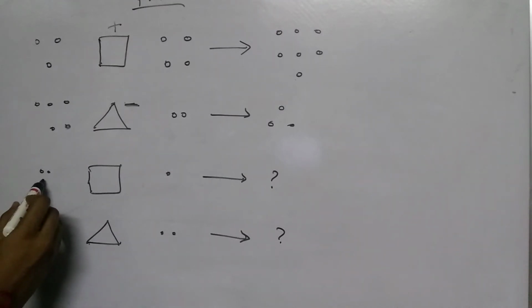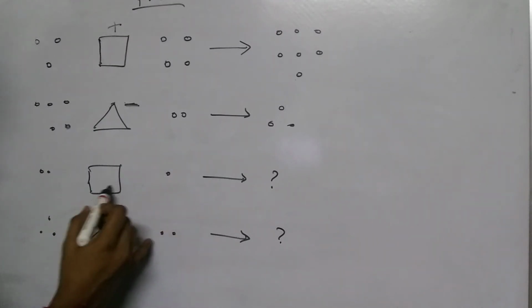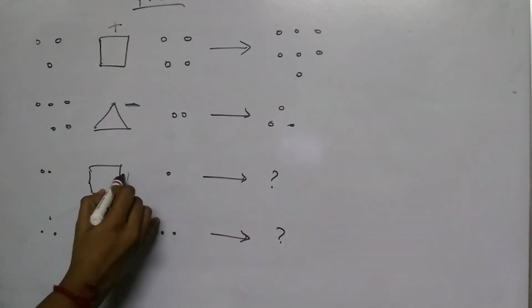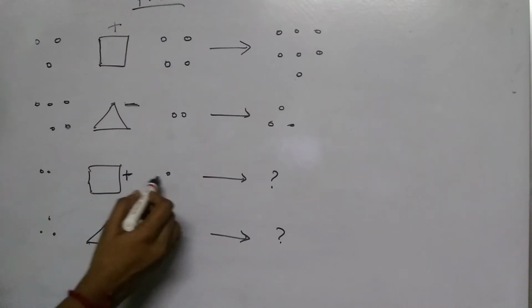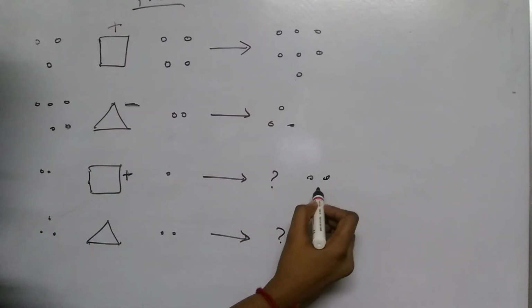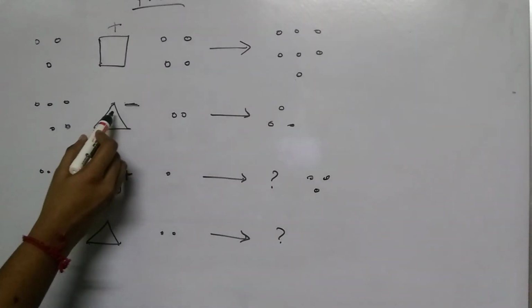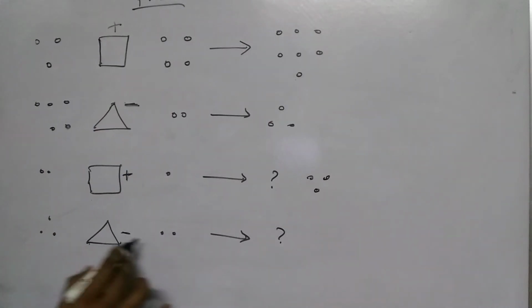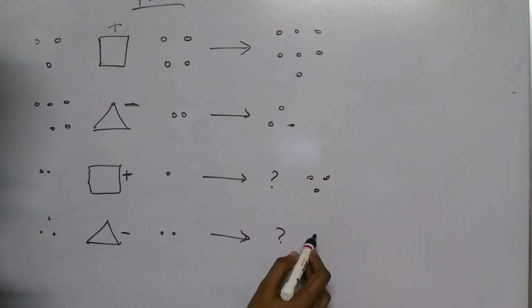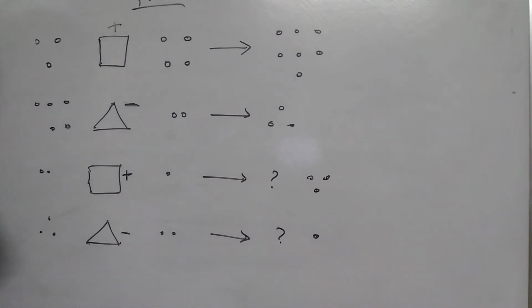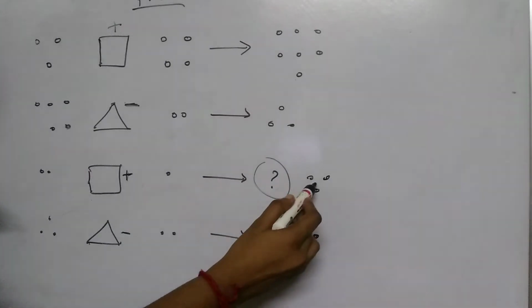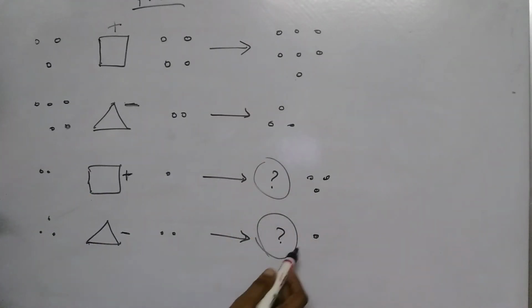See the next one. 2 dots, square shape, 1 dot. What answer should come? So the square represents plus, is it not? That means you have to add these two. The result will be 3 dots. Now again the triangle represents minus here, subtraction. Therefore 3 dots minus 2 dots. What will you get? 1 dot. Okay, these are the answers. In the question mark answers, it is 3 dots for the first one, 1 dot for the second one.